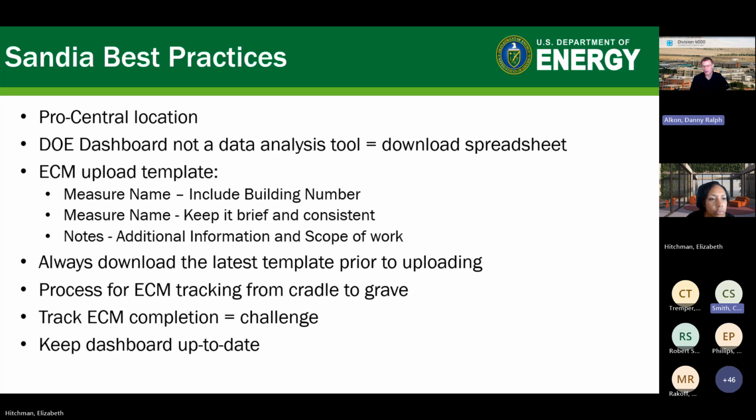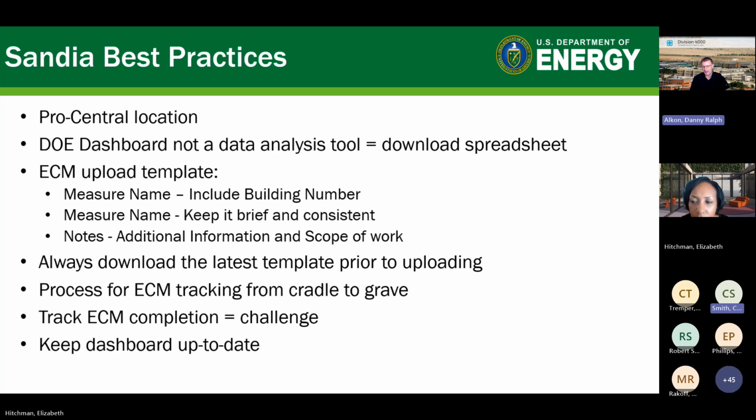Like I mentioned before, you always want to make sure you downloaded the latest template and are working off of the latest list of ECMs in the dashboard and uploading that as soon as possible. And then, like I showed you, have a process for tracking the ECMs from cradle to grave. That has been very helpful. We've developed that recently in-house. And then one of the challenges is tracking all those because they can be, like I showed, a repair ticket, a maintenance ticket, a project, ESPC. So that is challenging, but having that process is very helpful.